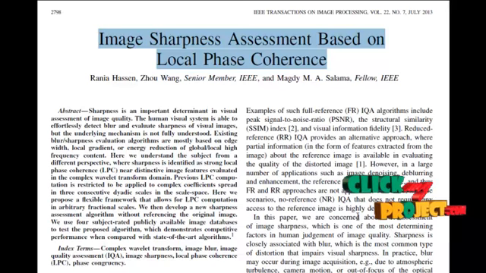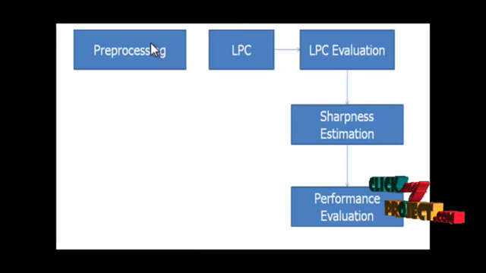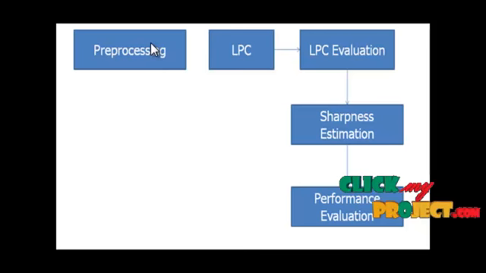We propose a flexible framework that allows for LPC computation in arbitrary fractional scales. We then develop a new sharpness assessment algorithm without referencing the original image. We use 4 subject-rated publicly available image databases to test the proposed algorithm, which demonstrate competitive performance when compared with state-of-the-art algorithms. The flow consists of 5 modules: pre-processing, LPC evaluation, sharpness estimation, and performance evaluation.